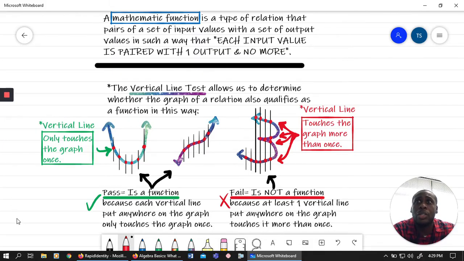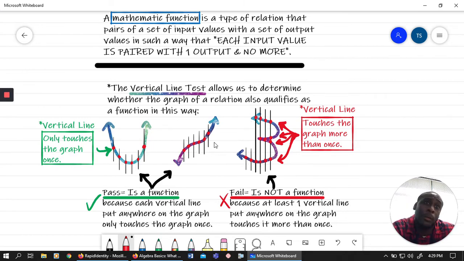Alright, so the vertical line test allows us to determine whether the graph of a relation also qualifies as a function in this particular way. So here you can see I've got 3 graphs. One of them is a parabola, a U-shape that you should recognize, that quadratics look like that from Math 1. This one here you may not recognize, a cubic, and then this one's just a 3.